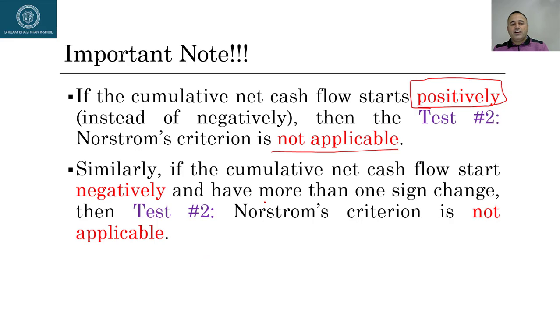Because if there is only one sign change, we are sure that there is at least one positive root. But if there are more sign changes, we are not sure about that. So that's why the Nordstrom criteria is not applicable in that case.